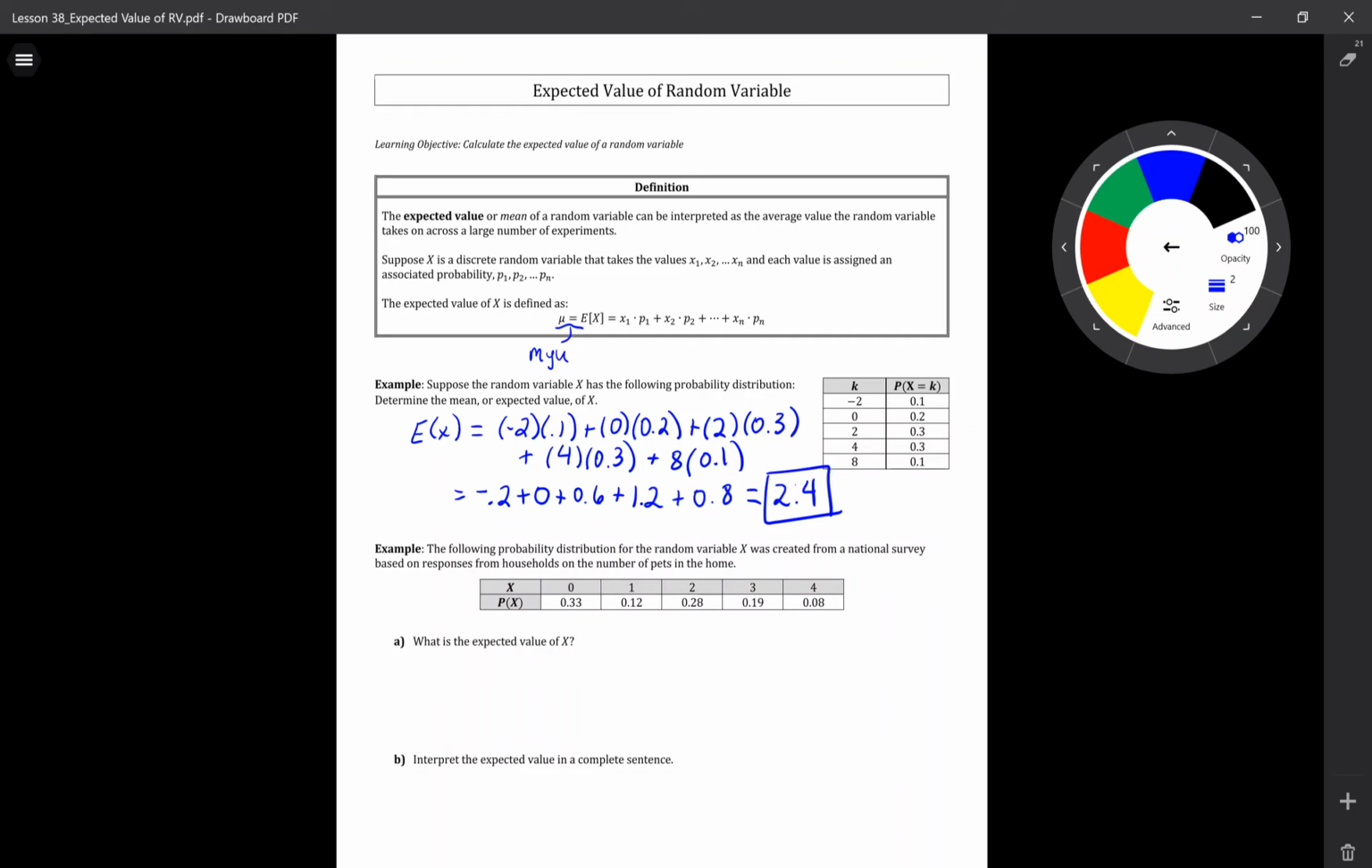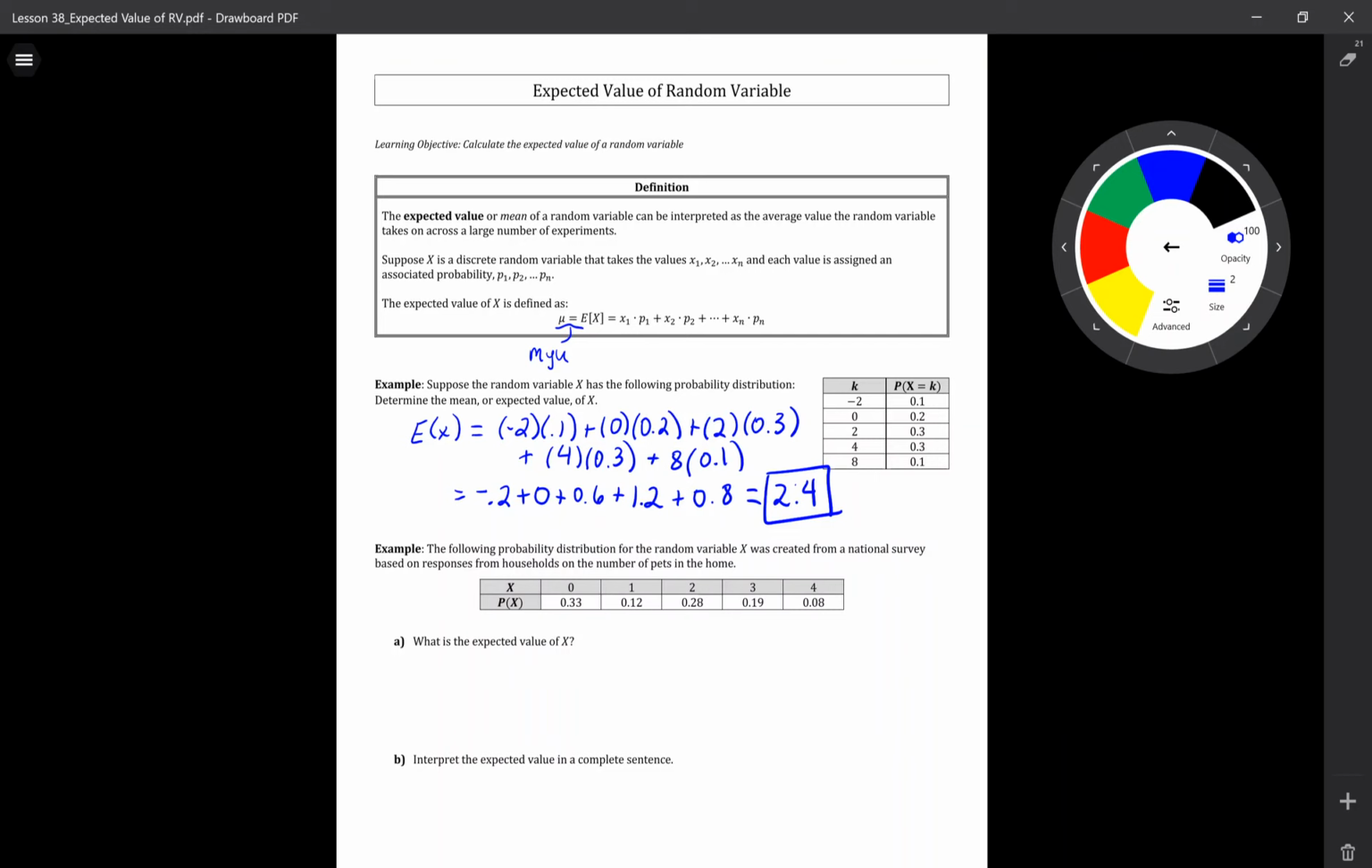The reason that we don't just average these numbers together and then divide them by the number of values we have is because that does not account for their distributions. For example, I'm more likely to get a 4 than I am a negative 2, and so adding their values and their probabilities together helps us to account for the difference in the probability of getting each one.